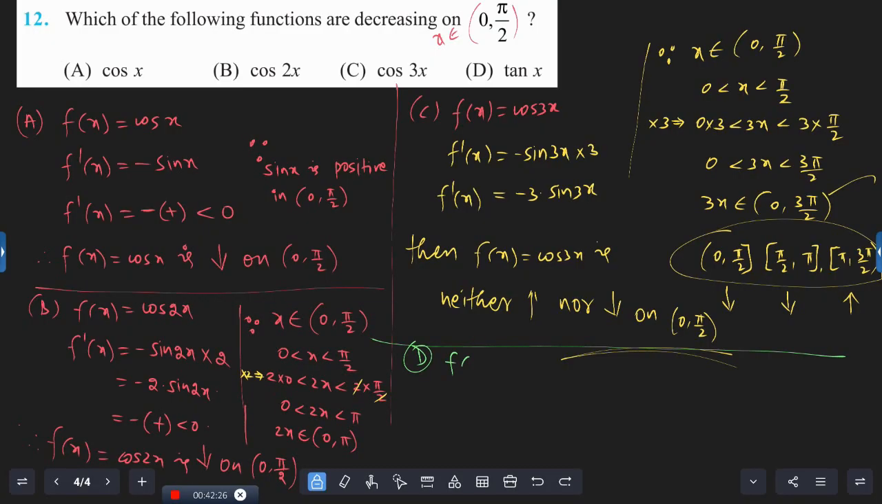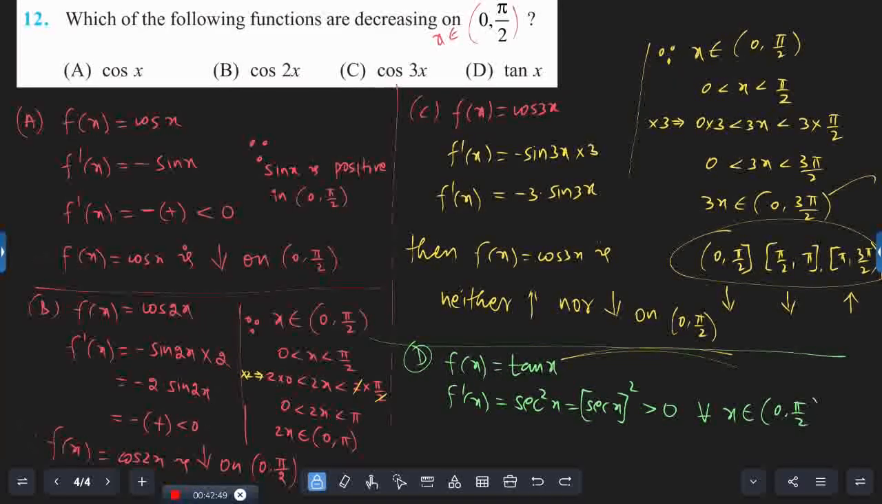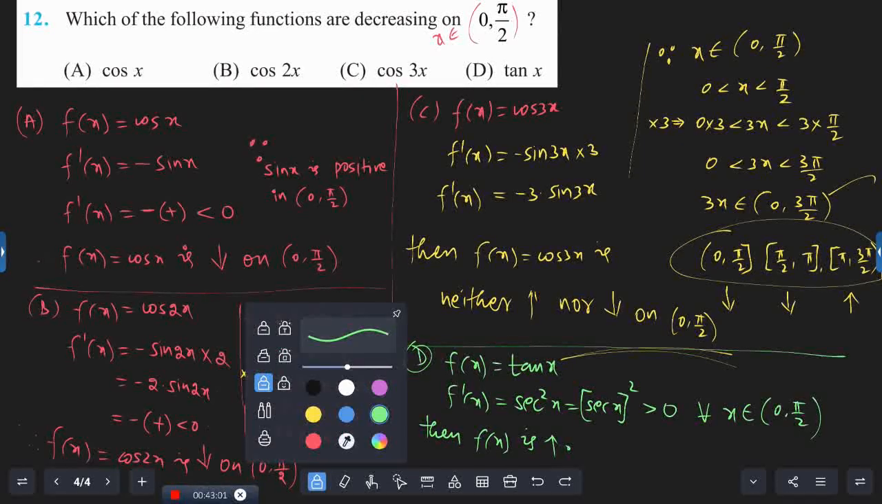And last, D: f of x is equal to tan x. What about tan? Tan derivative, what? Secant square. Now what can you write? Secant x whole square. Whole square, so surely it will be positive, whatever the quadrant. So for all x belonging to 0 comma pi by 2, it is greater than 0, then what will you say? Increasing function. Then f of x is increasing. That's it.